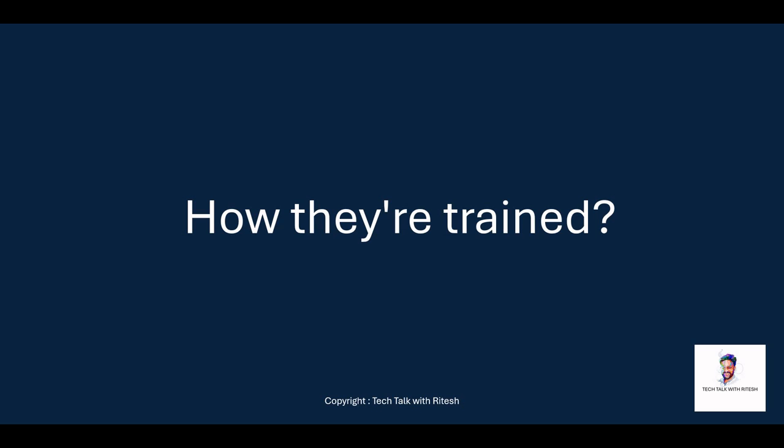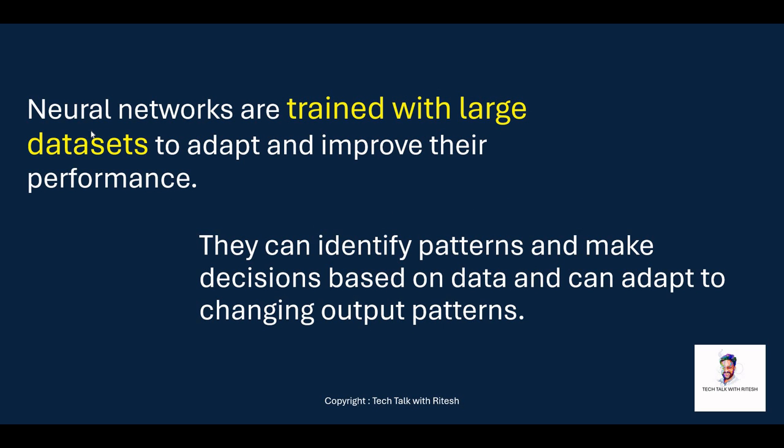So the question is how they are trained, because for a human, for example, if you want to teach something to a kid, the kid learns from the environment. Parents also teach the kid, right? But how will these artificial neurons be trained? Neural networks are trained with large data sets to adapt and improve their performance.